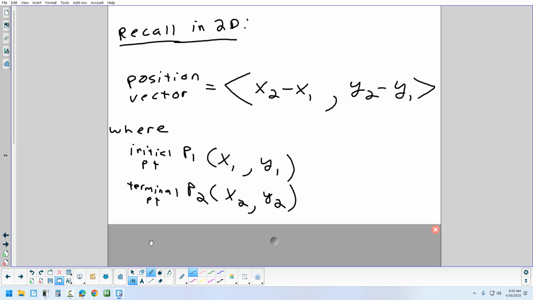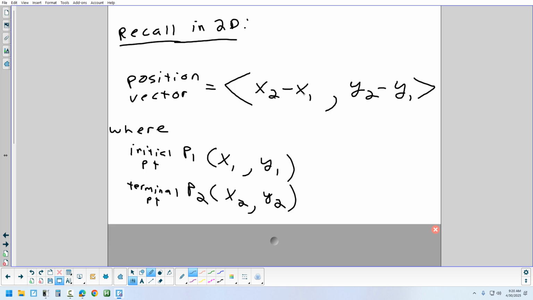5 minus 2 is not the same as 2 minus 5. If you switch the order when you subtract two things, you will get a different answer, and it will be wrong. So make sure when you're finding a position vector, it's always terminal minus initial. If they don't tell you which point is which, the first one they give you, P1, that's initial. The second point is where it ends, terminal, P2.